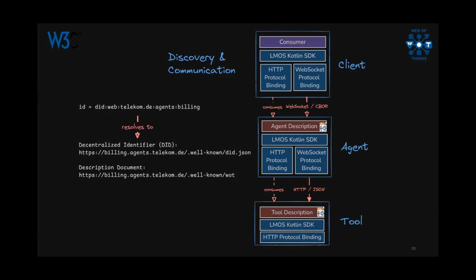And things and agents have identifiers. For example, you could use a decentralized identifier and even use this to then resolve dynamically where the DID documents for authentication and verification of the agent reside. And you can also use it to discover the Web of Things description for agents and tools dynamically, even without a registry, if you have access to the ID.